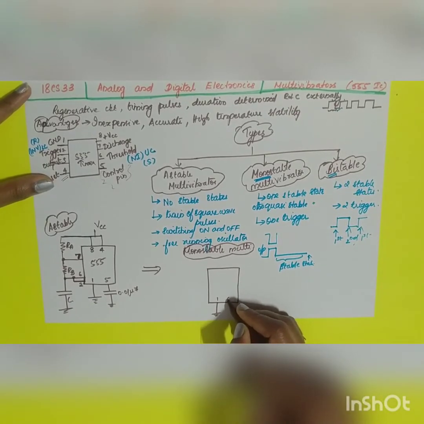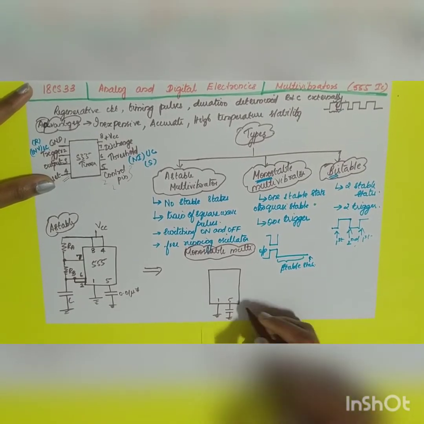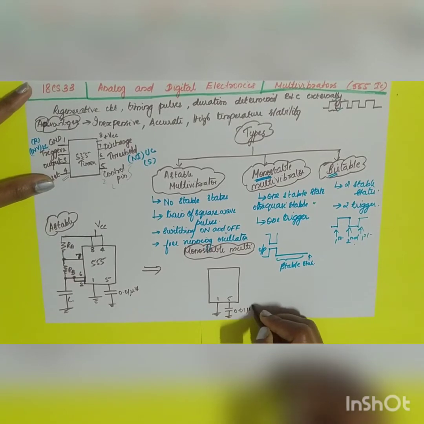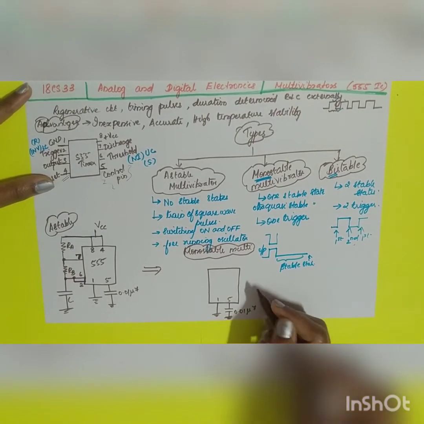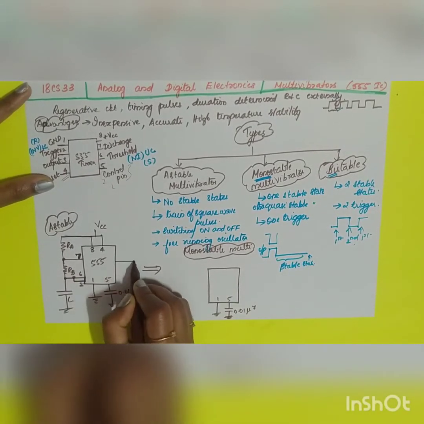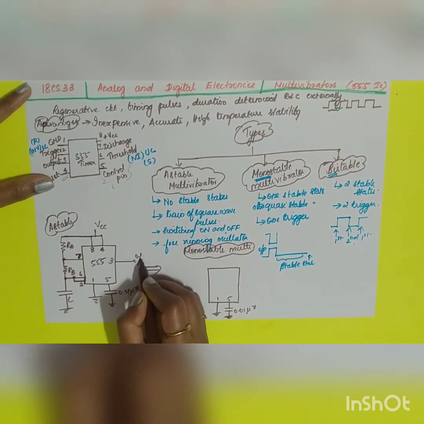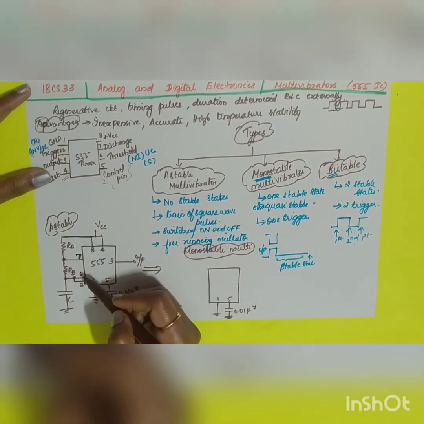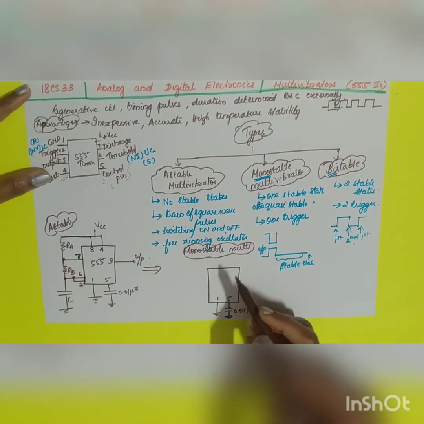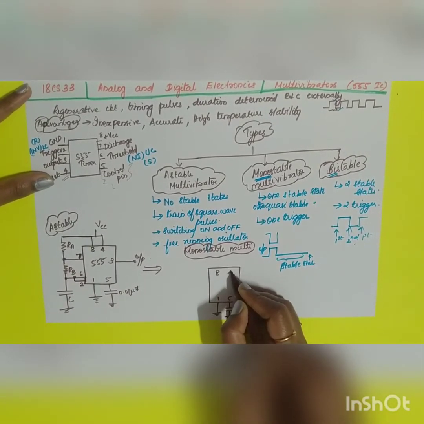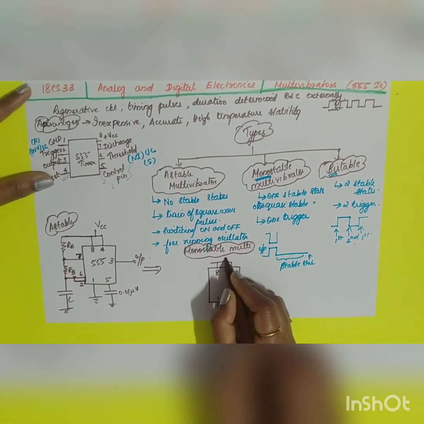First pin will be grounded. Your 5th pin will be given to 0.01 microfarad and it will be grounded. Now the 3rd pin is going to be your output. Here the 6th and the 2nd pin are shorted. Now that is the only difference here. 8 and the 4th pin will be given to your VCC, right?